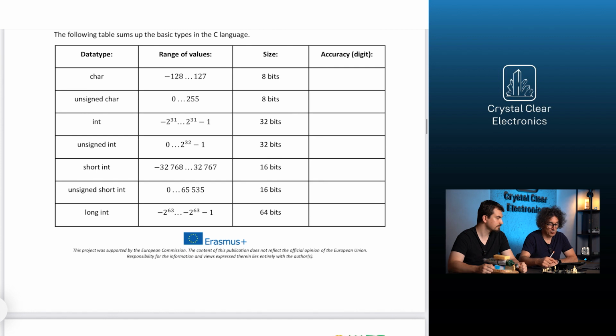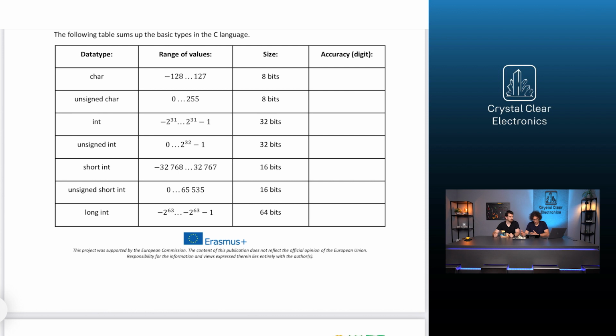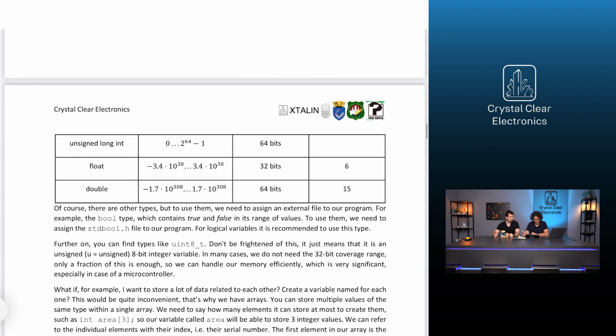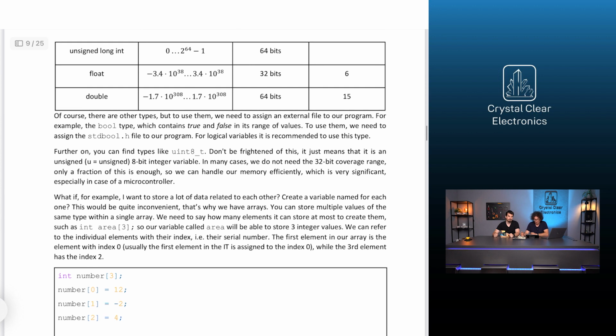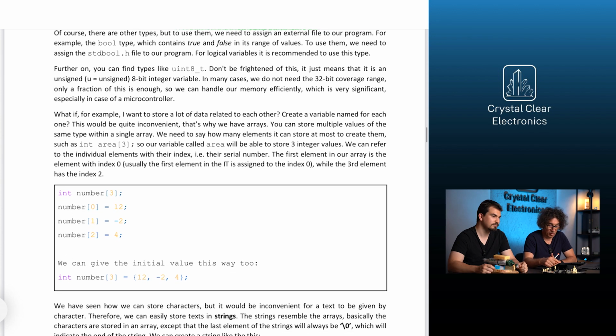The following table sums up the basic types in the C language. We have highlighted just a few elements from the table. The frequently used integer type, or int variable, is shown in the third column and requires 32 bits. We often use the double type, which has a range of values from -1.7 times 10 to the 308 up to 1.7 times 10 to the 308, which of course requires 64 bits, but has a precision of 15 decimal places.